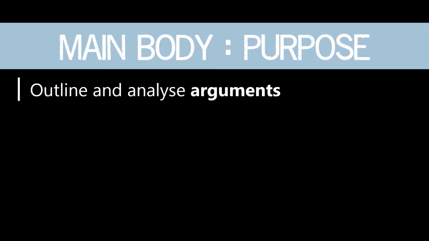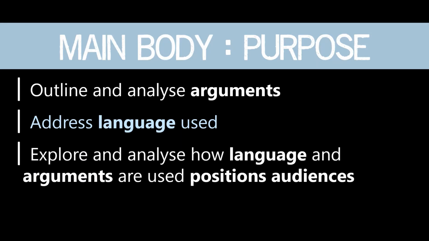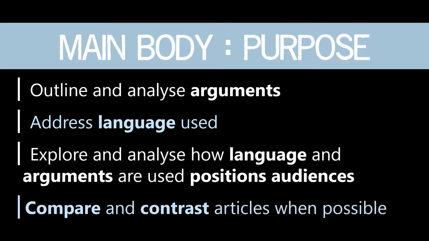Well, firstly, it is to outline and analyse the arguments that are contained within the text or texts. We also want to address the language that's being used by the authors. We do want to explore and analyse how the language positions audiences, and that's really important, particularly specifying our audiences. And lastly, definitely in our SAC, we need to compare and contrast the articles when possible. So in both Year 12 English and Year 12 EAL, comparison is essential.